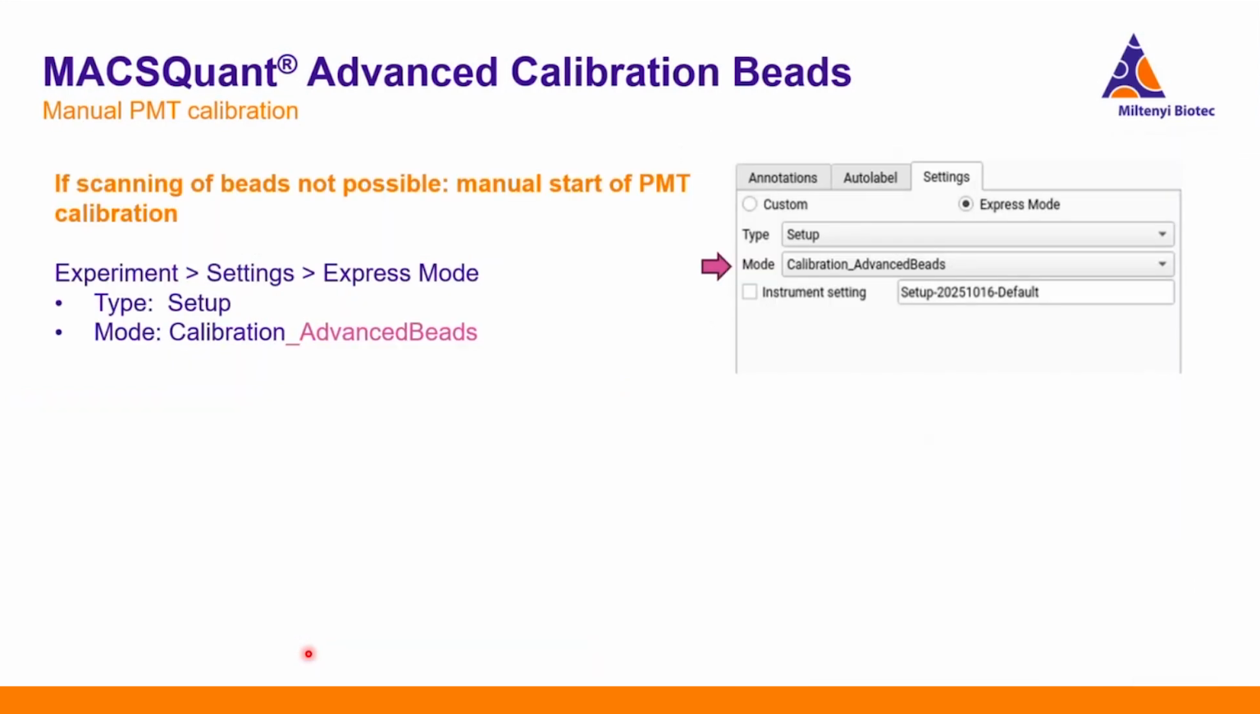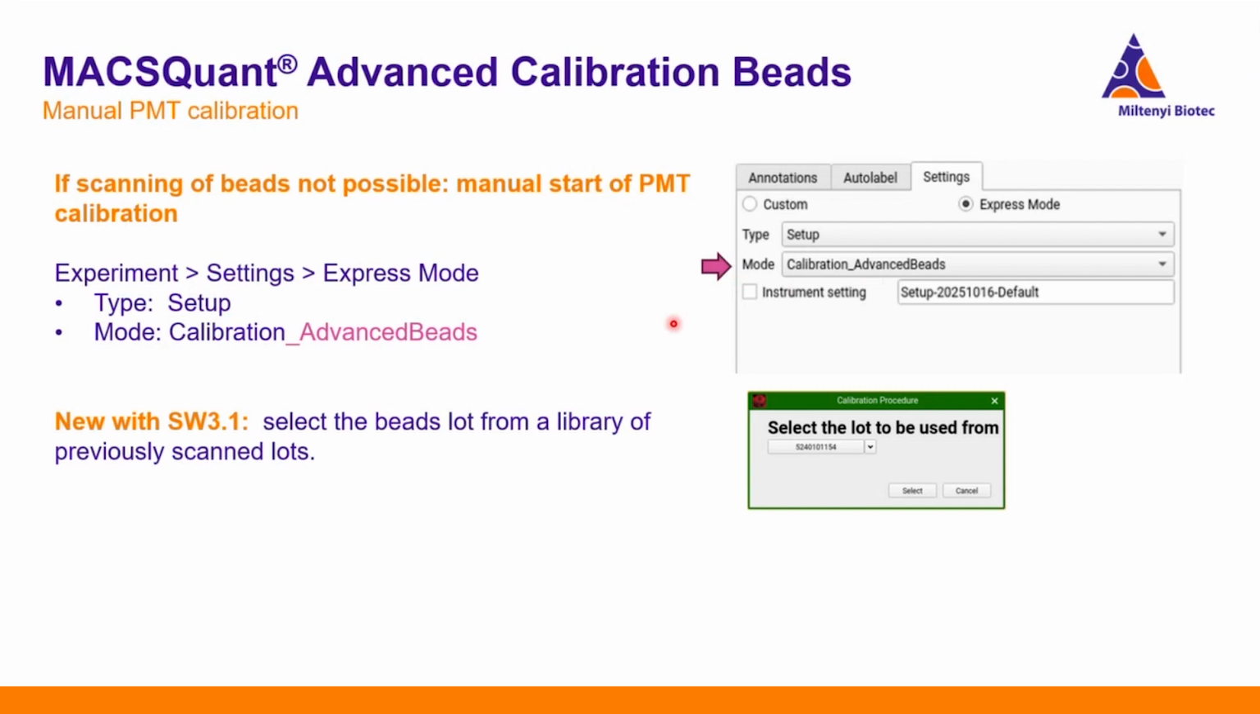All right. Another thing: there is a way to manually start the PMT calibration process, and this is still possible with the new beads. The only thing is, if you then go to express mode setup, you now choose calibration advanced beads to tell the machine that you used a new type of calibration. In the past, when you started the calibration manually, the mode was just calibration.